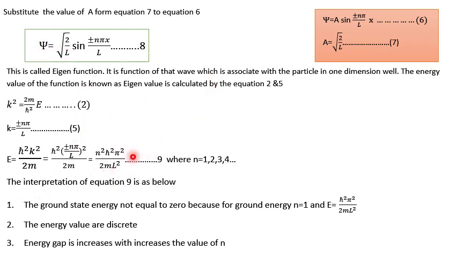Now we are going to interpret equation number 8 and equation number 9. Before interpreting them, I want to say something about the one dimensional potential box, because you people may be thinking: why are we applying the Schrodinger wave equation to a one dimensional potential box, and why are we placing a particle inside such a box? So don't worry about that.